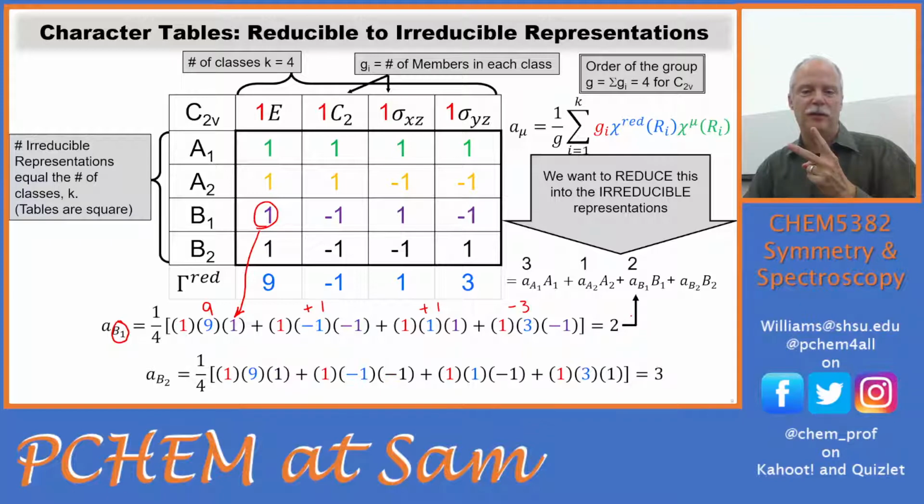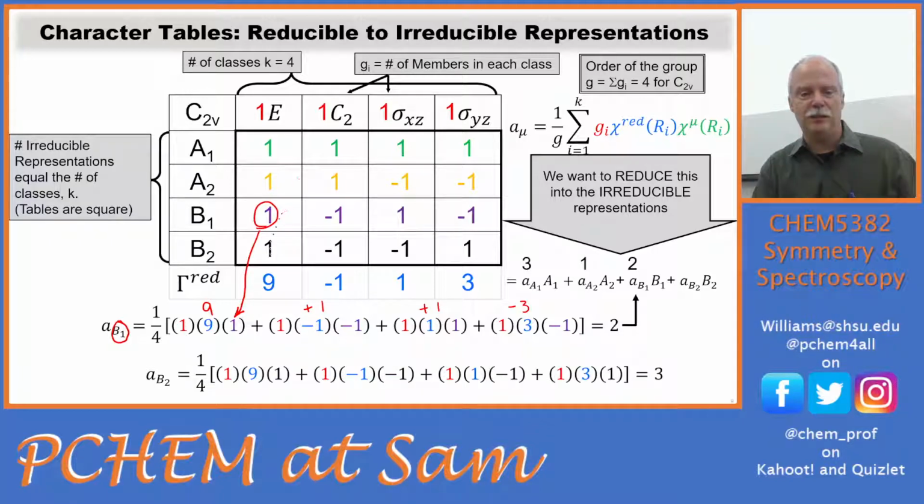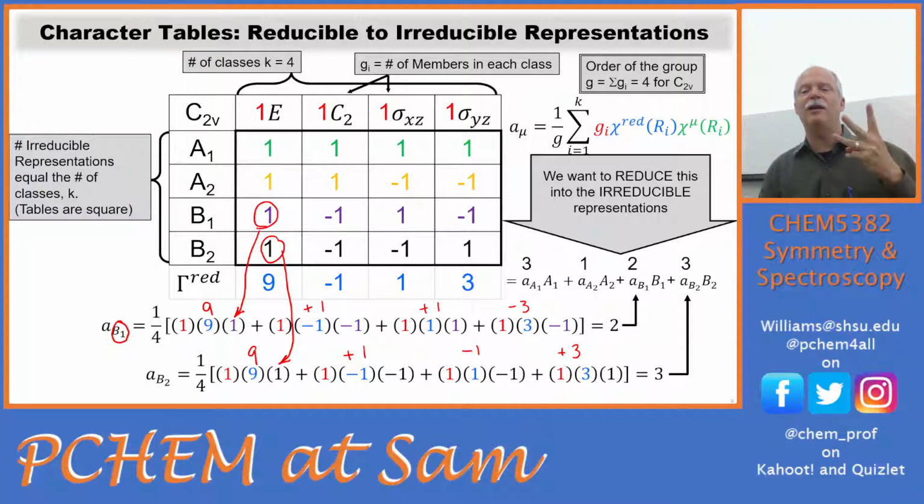And then we'll do the last one here, B2. So here I'm pulling down just the last row numbers right there. And so let's go ahead and do the evaluation. I have 9 plus 1, because the two negatives cancel, minus 1 plus 3. So 9, 10, back down to 9, then 10, 11, 12. Divided by 4 gives me 3. So I know I have 3 motions that are B2.